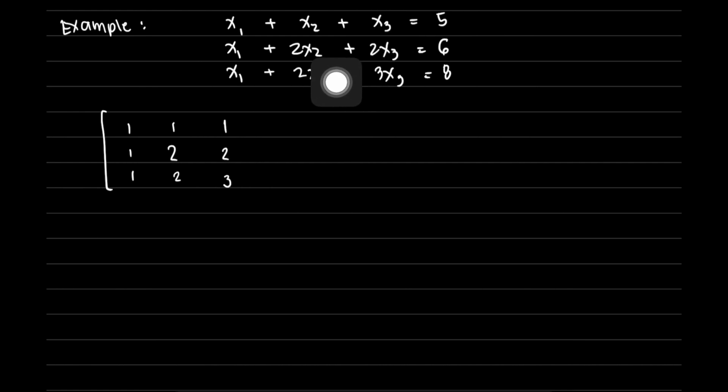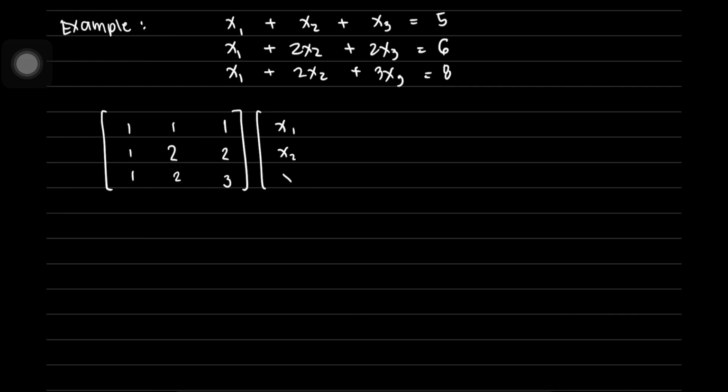Now, it is important that you arrange the given system in order first. So, the first element would be x1. If there is no coefficient for x2 here, you just leave it blank so that you will not be confused later on. This is now multiplied by the unknown vector, which is x1, x2, and x3, and then this would be equated to the constant vector, which is 5, 6, and 8.